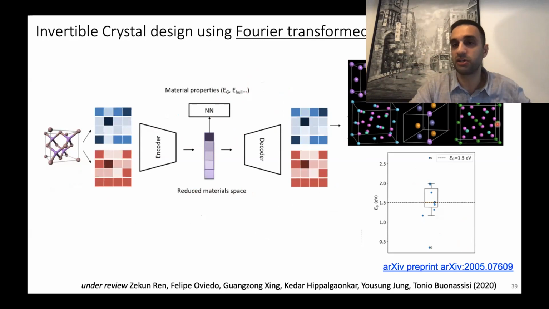So new crystals emerge, which we've never seen before, right? And that's only possible because of machine learning. So what we did here, for example, we gave it a target property of band gap. This is for photovoltaic applications.